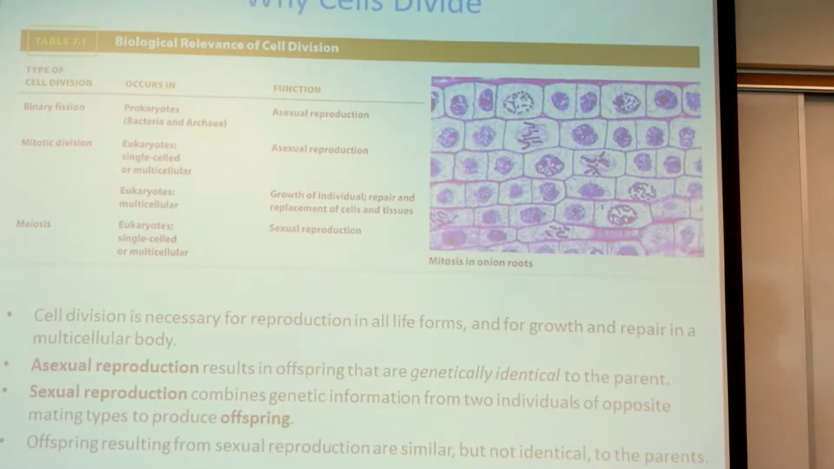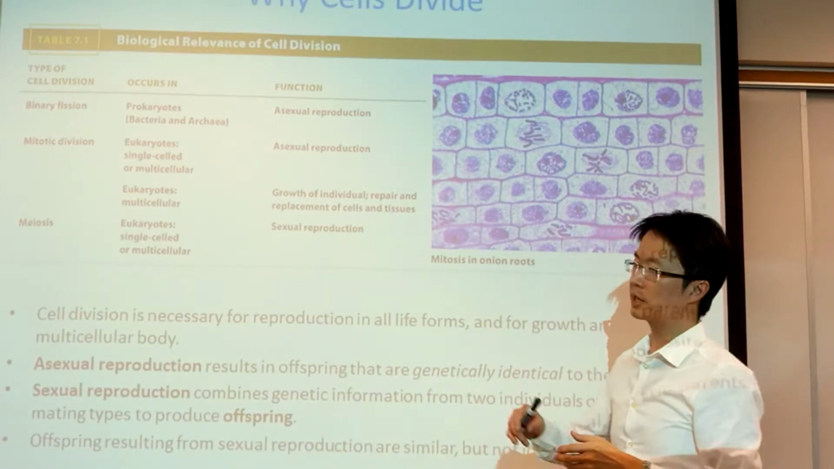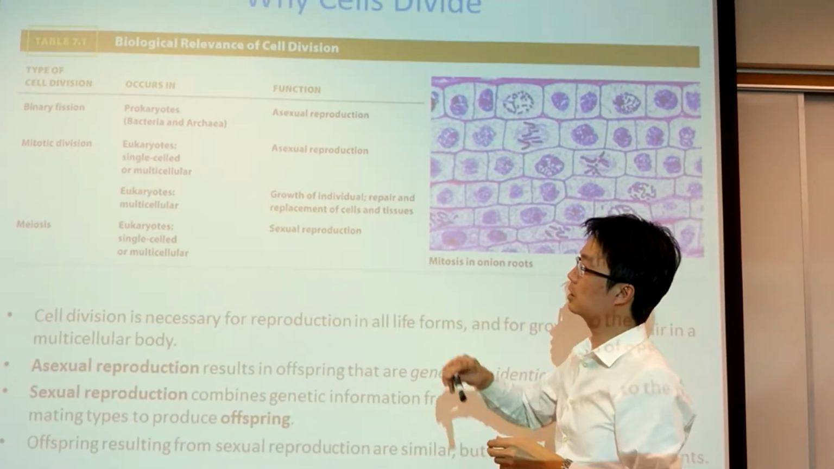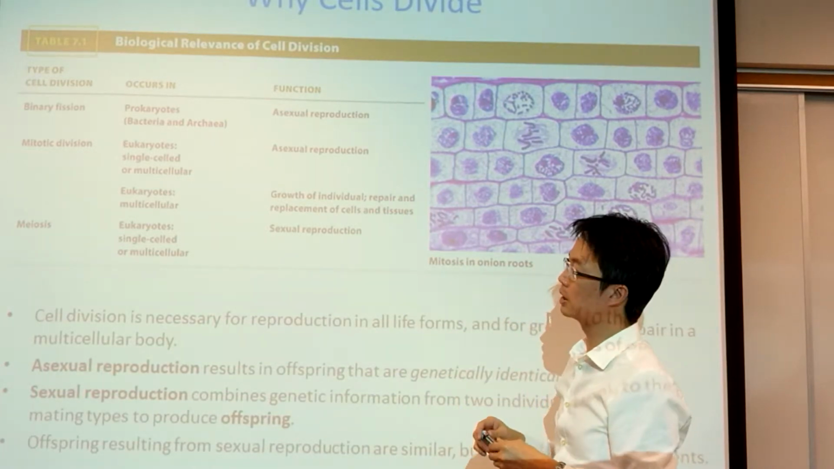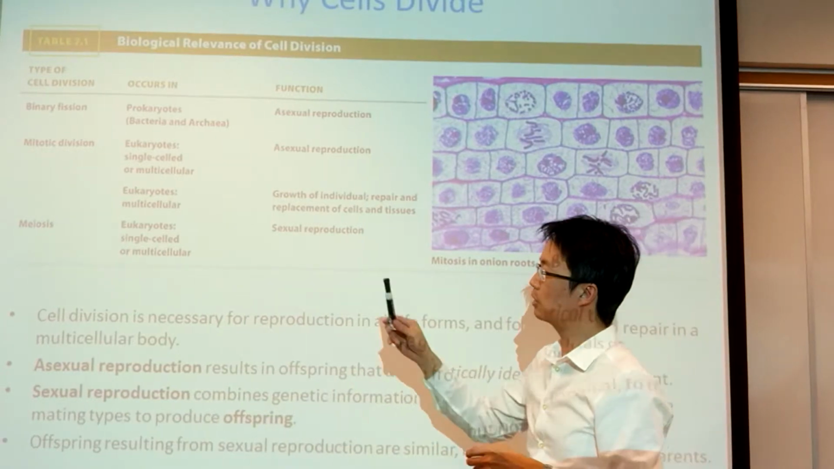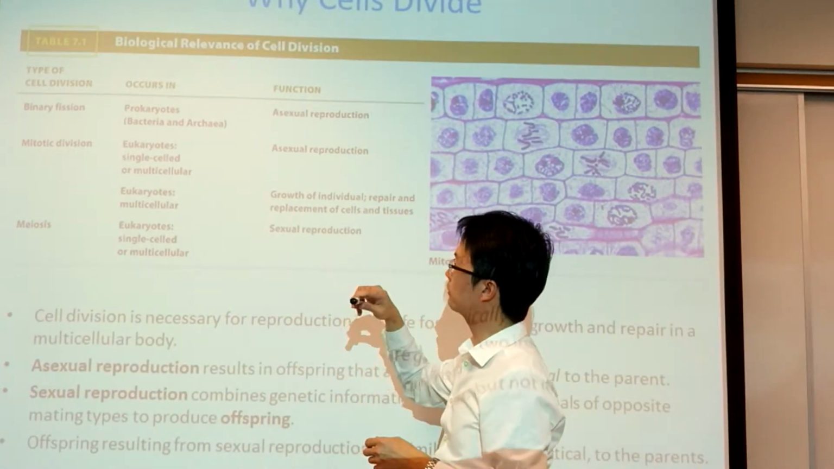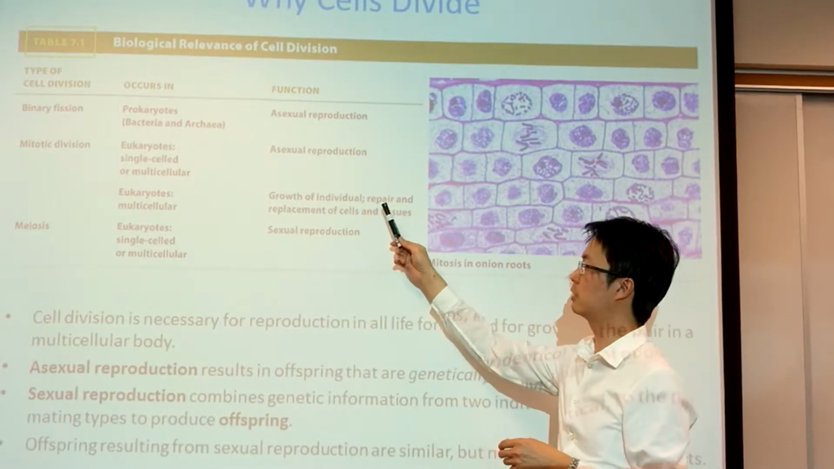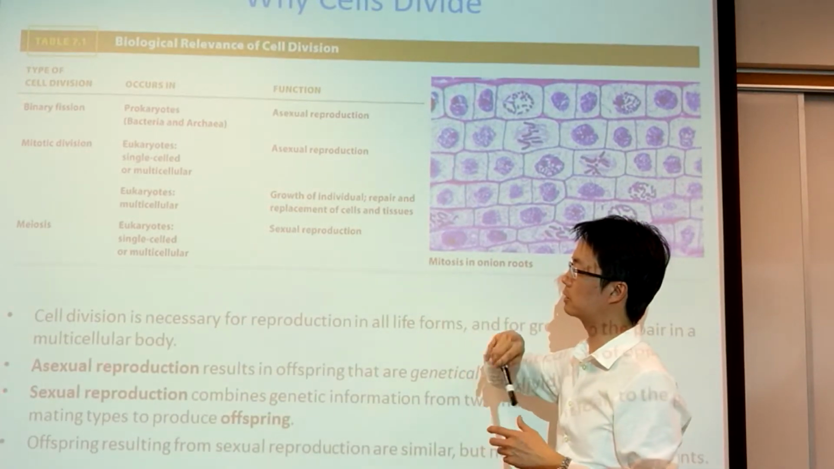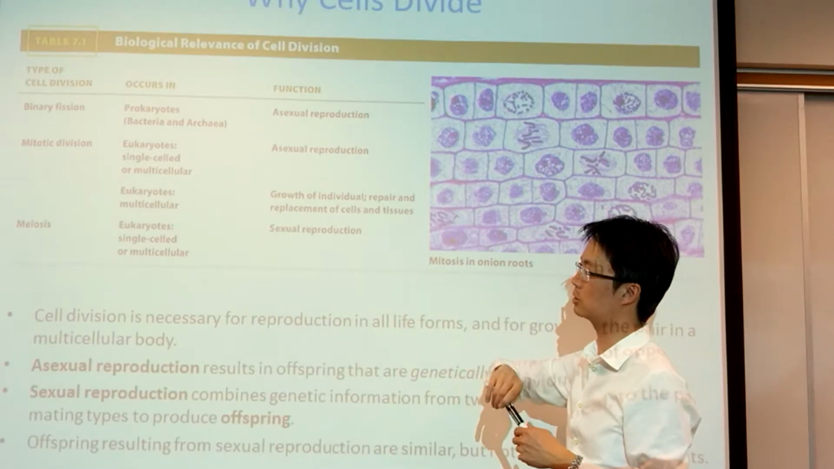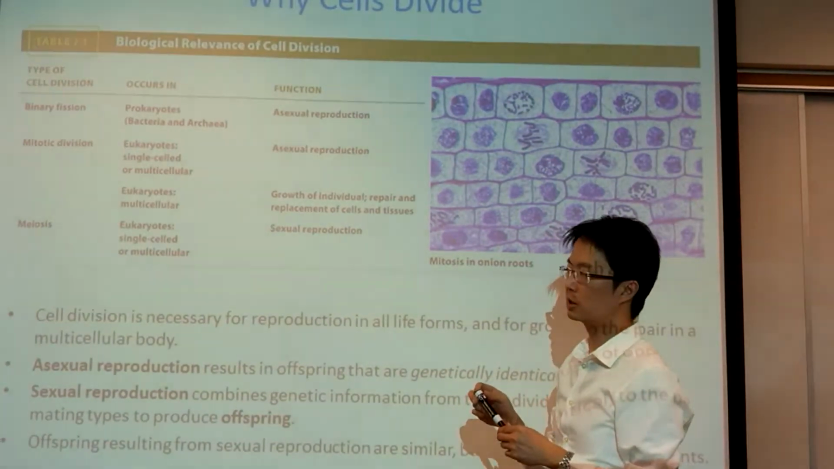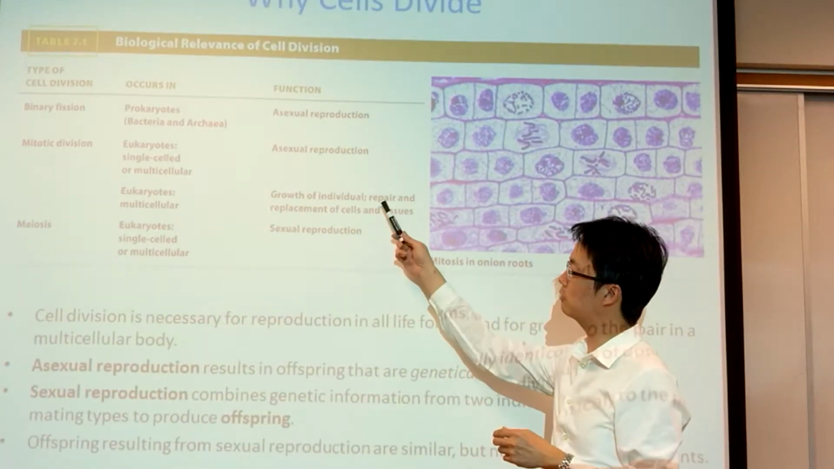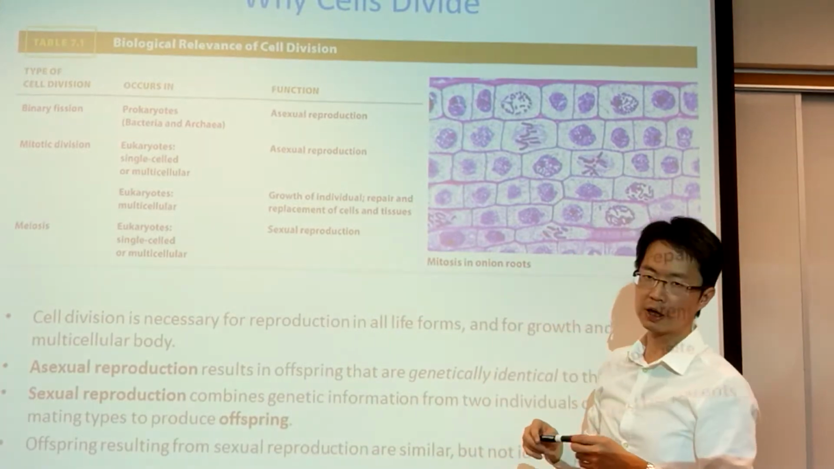So why do cells divide? What is the purpose? Prokaryotic cells like bacteria or archaea use cell division for asexual reproduction, which they call binary fission. And for eukaryotes, what do we use cell division for? We use it for growth of the individual, repair or replacement of damaged tissue, or for sexual reproduction. For sexual reproduction, we use meiosis specifically to make gametes, or sex cells. For growth, repair, and replacement, we use mitosis.